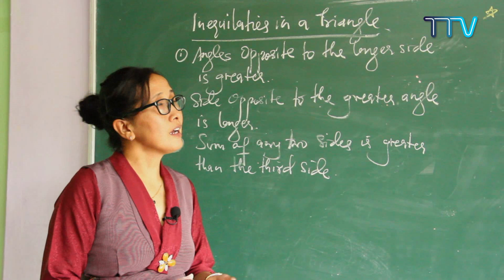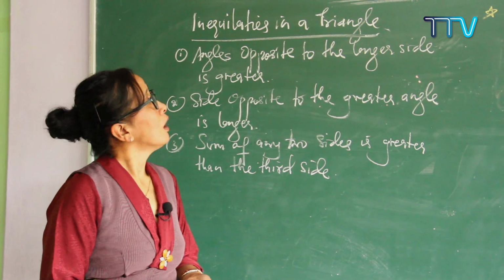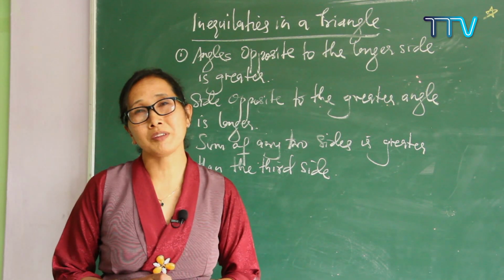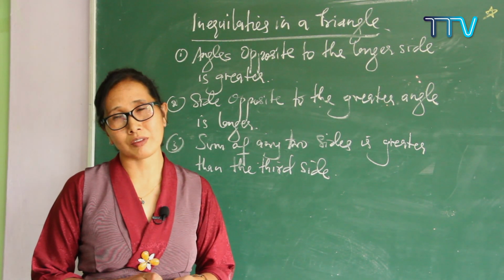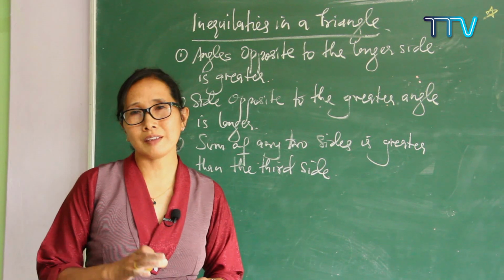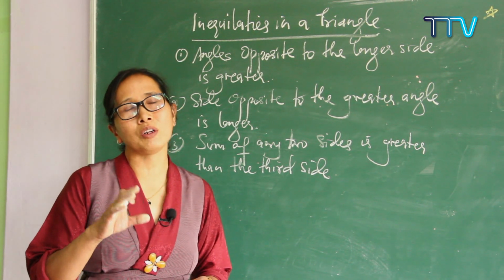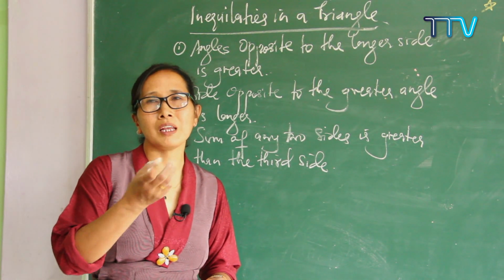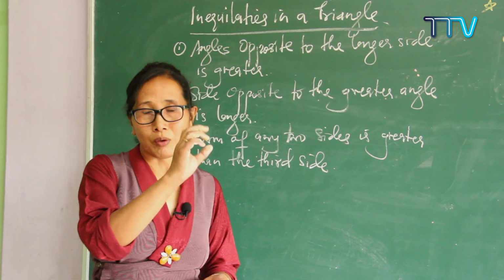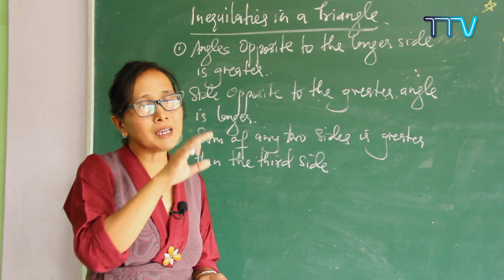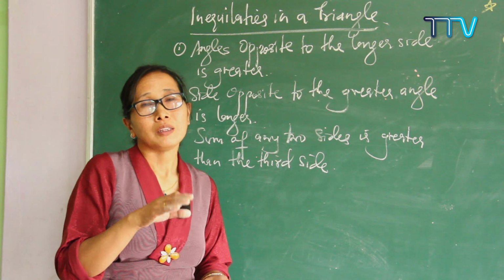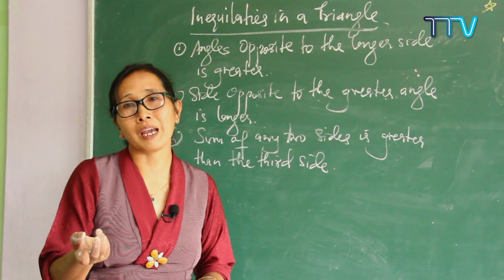Okay, now this is the last topic of this chapter. That is inequalities in a triangle, some properties of inequalities in a triangle. If your triangle is scalene, or the sides are not equal to each other. If it is an isosceles triangle, then we can already prove two theorems. And now if the sides of your triangle are not equal, then what kind of properties are you going to have in a triangle?